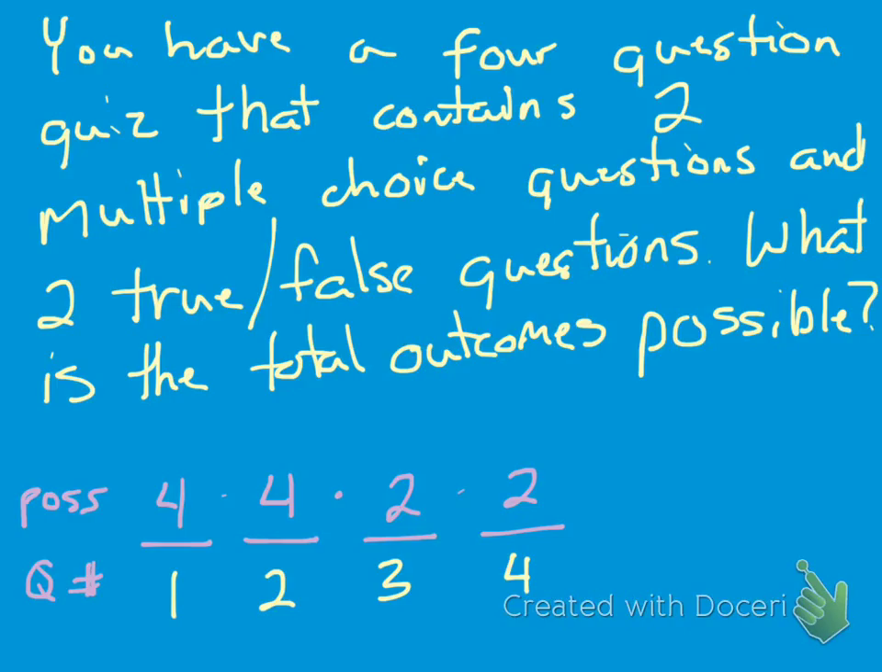When I multiply these all together, 4 times 4 is 16. And then if I multiply 2 times 2, that's 4. So 4 times 16 gives me 64. So a total possibility of 64 outcomes. If you have any questions on any of this, please feel free to go back and watch the video on any examples that you need help with.